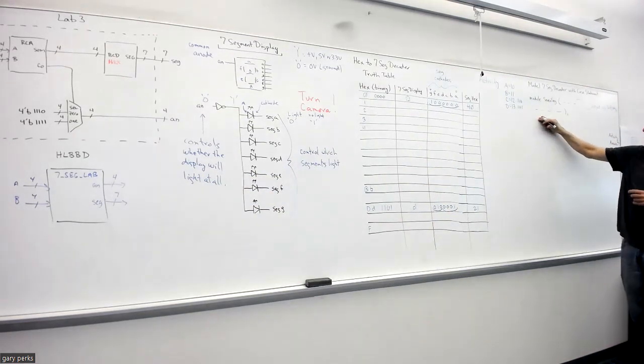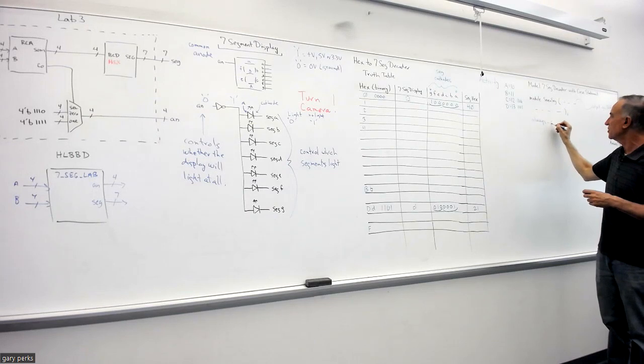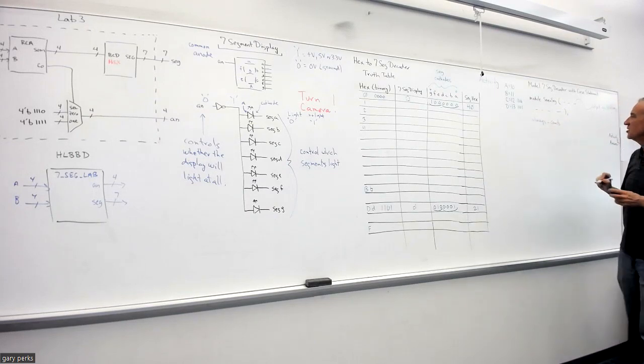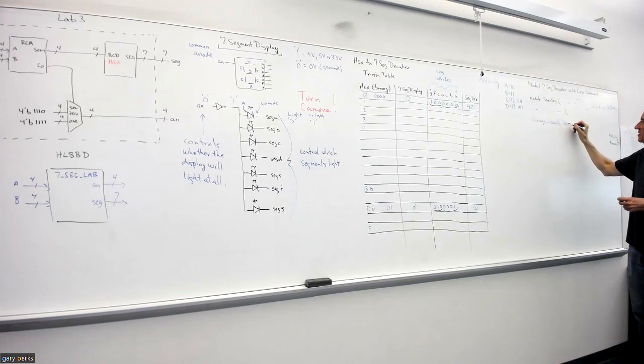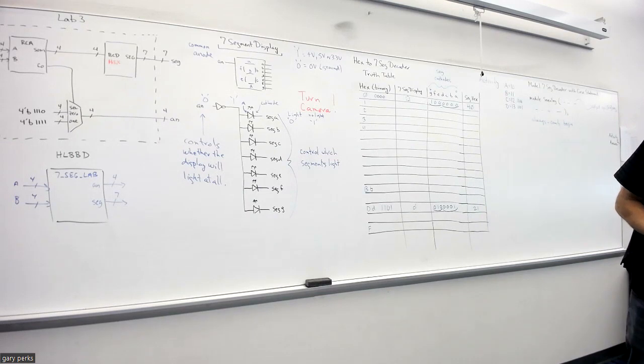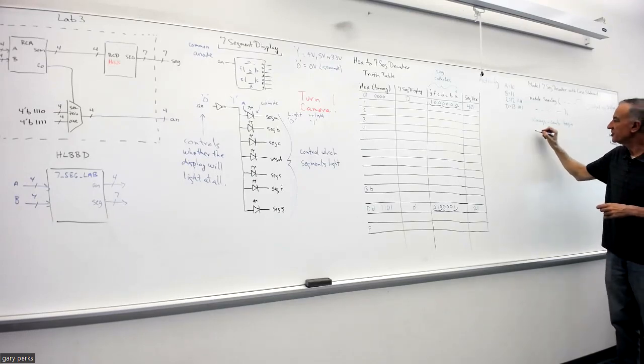After you declare your inputs and outputs, then comes the always block. So it's always underscore comb, and then you begin. Again, I'm going from notes from memory, so the syntax I'm writing is not guaranteed. But the next thing is your case statement.